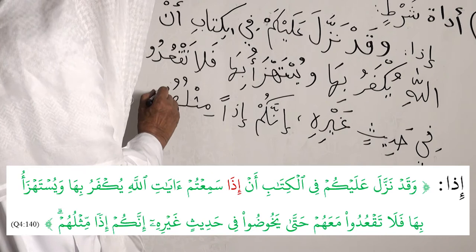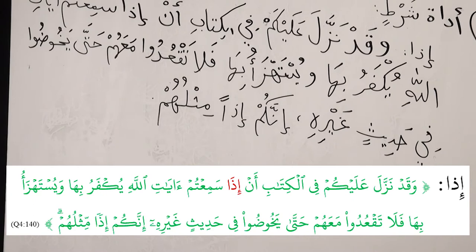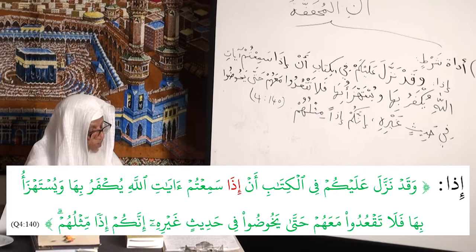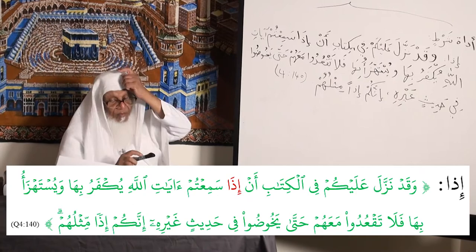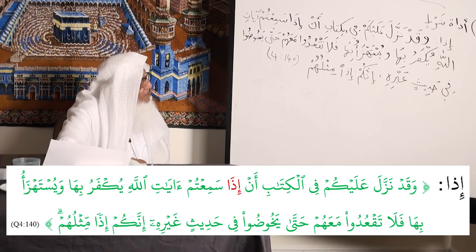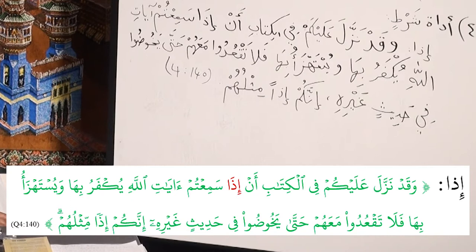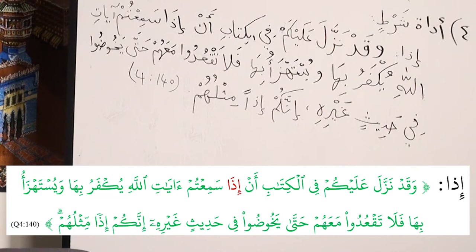Now this is 4140. This is adatu shart, idha. Waqad nazzala alaykum. He has sent down. The fa'il of nazzala is Allah subhanahu wa ta'ala. It's a dhamir mustatir, referring to Allah subhanahu wa ta'ala. Waqad nazzala alaykum, He has revealed unto you, sent down the revelation to you, fil kitab, in the book, that is in the Quran. An, its ism is dhamir al-shan, which has been omitted.